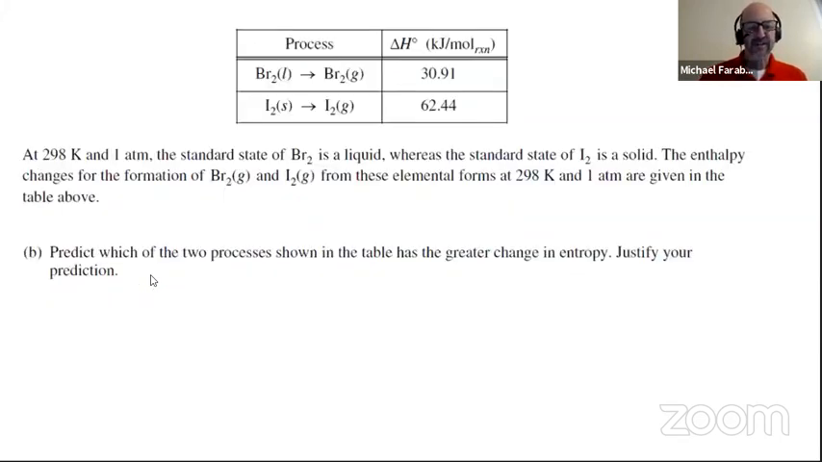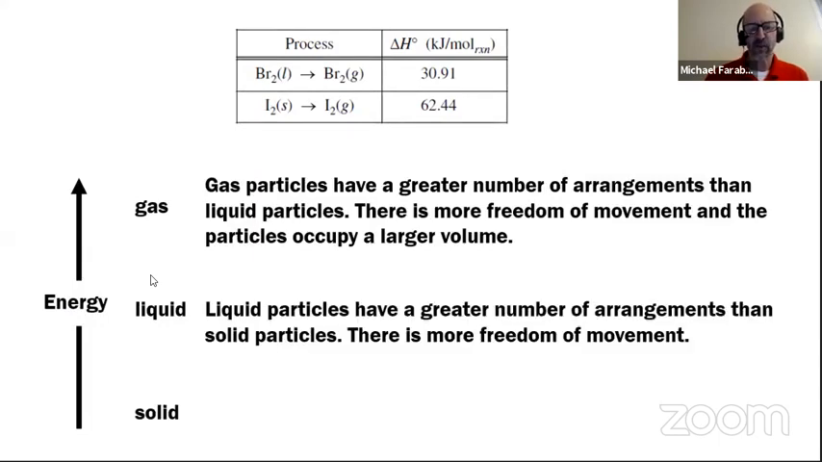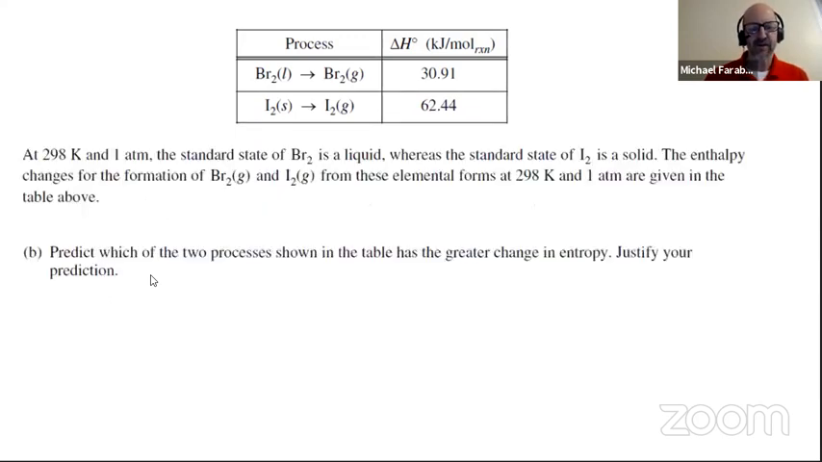All right, part B of this question says to predict. Again, this is entropy, which I know is not officially on the AP exam in 2020, but I thought I'd go ahead and ask this anyway. Predict, they're not telling you, so predict which of the two processes shown in the table has the greater change in entropy. So again, in terms of gas, you have greater number of arrangements, more freedom of movement from a gas compared to a liquid. Liquid has more entropy and freedom of movement and greater number of arrangements than a solid. So effectively, you are going from a solid all the way to a gas. That is a more dramatic increase in entropy as opposed to going from a liquid to a gas.